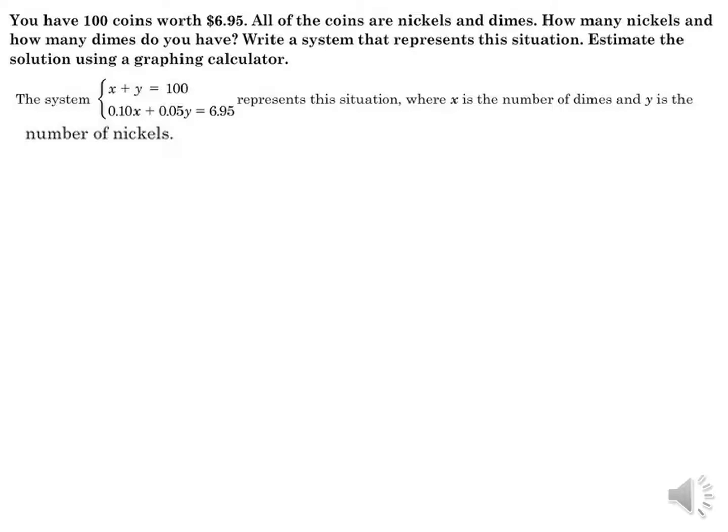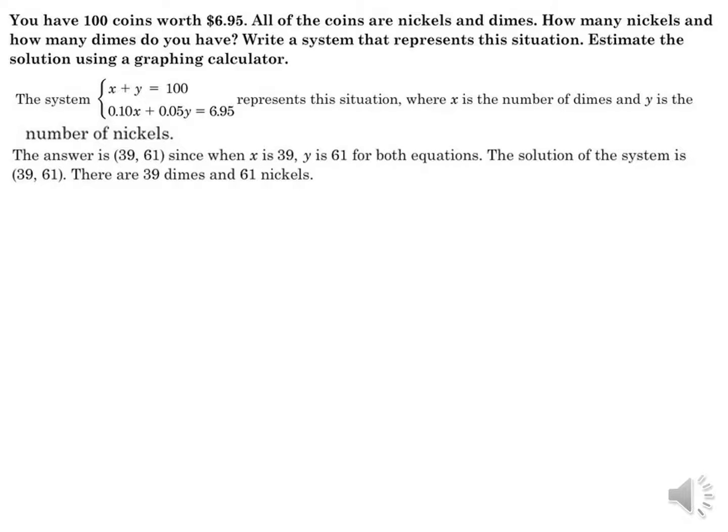In your graphing calculator, you can graph these equations without having to change them into y equals mx plus b. And then you're going to see where they cross. And we can do this one in class tomorrow as our warm-up. The answer will be 39, 61. Okay, so when x is 39, y is 61. So this solution right here, 39 dimes and 61 nickels, will satisfy both of these equations because 39 plus 61 adds up to 100. 39 times 10 is $3.90. And 61 times 5, they'll both add up to $6.95.